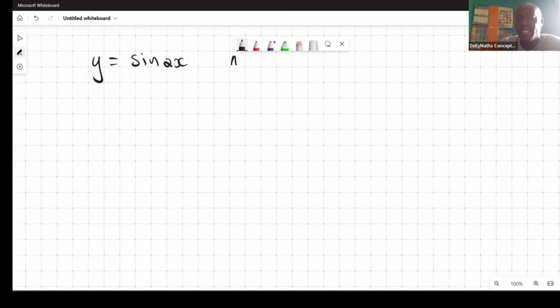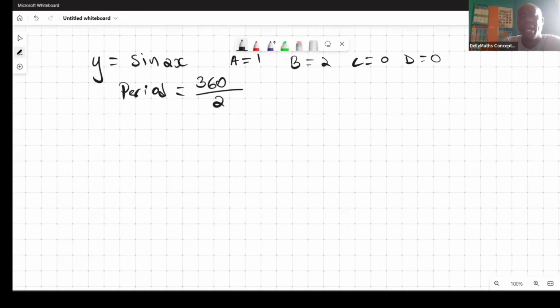So we have our amplitude there is actually 1. Our B value is actually 2. We don't have C and we don't have D, so those are 0. So I won't have any vertical or horizontal shift. So basically then, let's work out our period. Our period is going to equal 360 degrees over 2, because my B is 2. So in this case, it's going to complete its cycle, one full revolution, in 180 degrees.